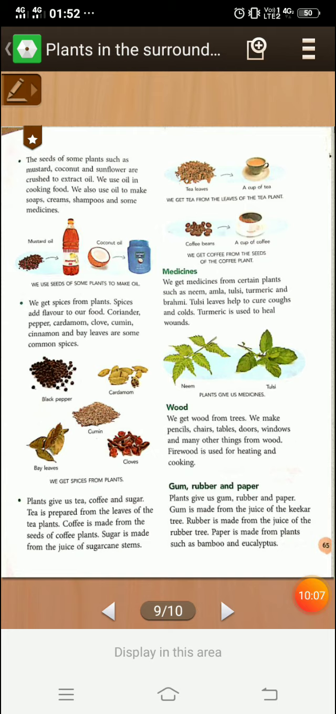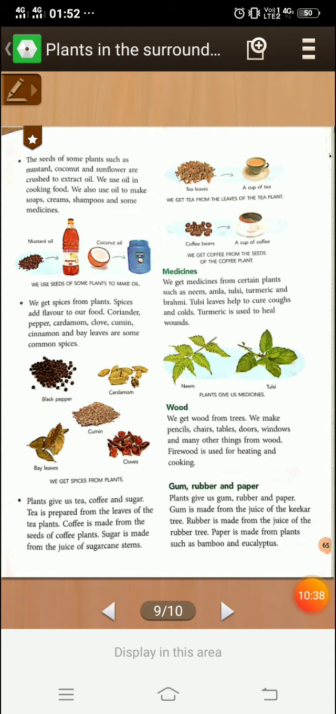Point number 5, we get spices from plants. Spices add flavor to our food. Coriander, pepper, cardamom, clove, cumin, cinnamon, bay leaves. These are examples of certain common spices that we use in our daily food. Now, point number 6, plants give us tea, coffee, and sugar. Tea is prepared from the leaves of the tea plants, and coffee is made from the seeds of the coffee plants. Sugar is made from the juice of the sugarcane stem.